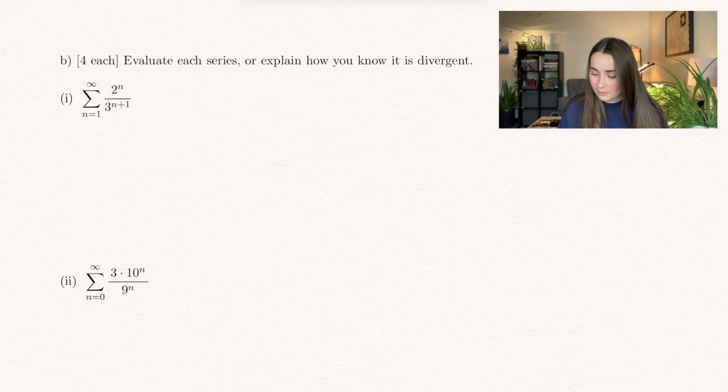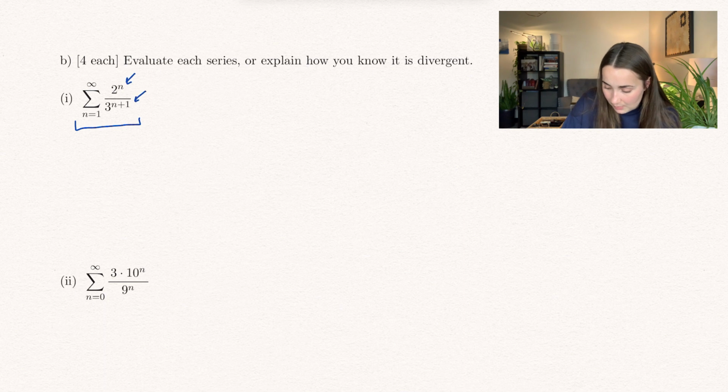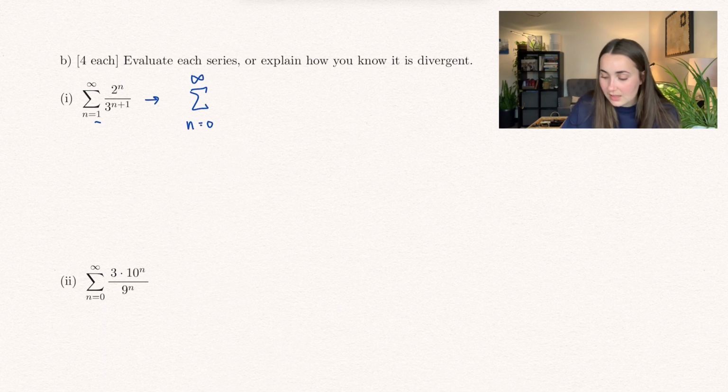Part B, we're going to evaluate this series or explain how you know it's divergent. So when I look at this, I have a power n, I have a power of n plus 1. What this looks like to me is a geometric series, but we need to go ahead and manipulate it. The first thing we need is for it to start at 0. So I have a summation n equals 0 to infinity. Since I subtracted 1 from the index, everywhere I see an n, I'm going to add 1, so 3n plus 2. So let's go ahead and use properties of exponents to rewrite this.